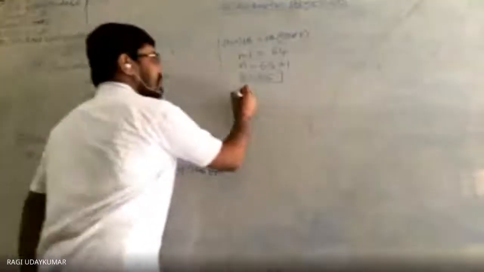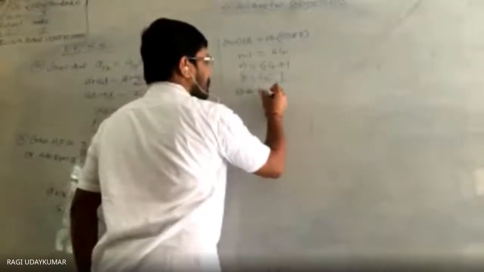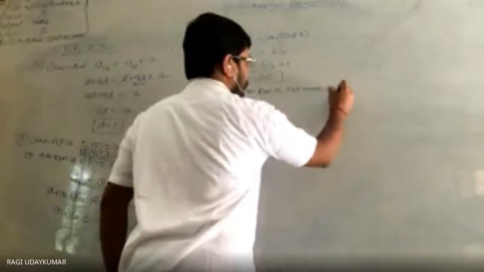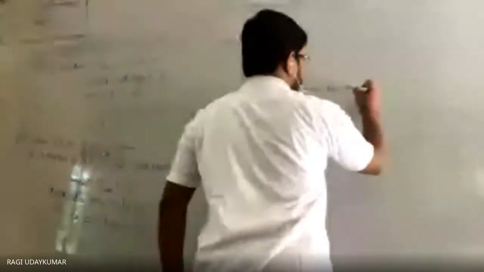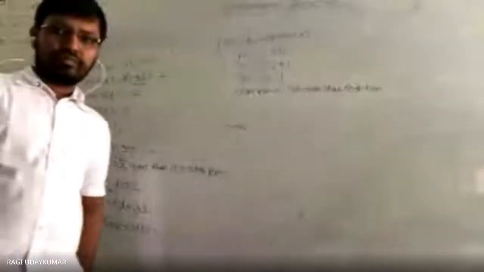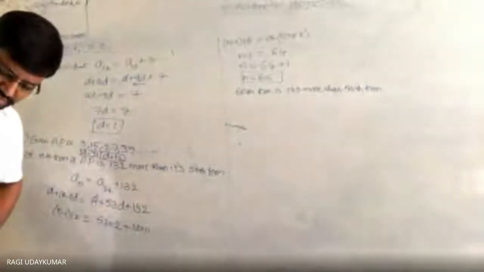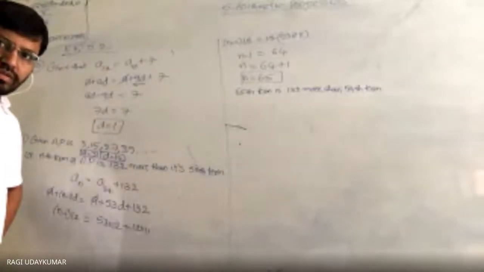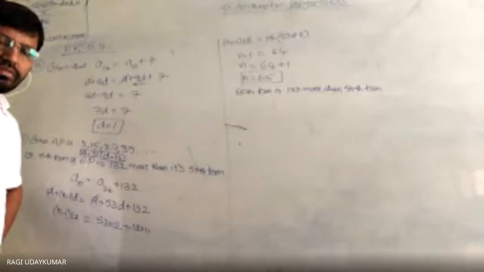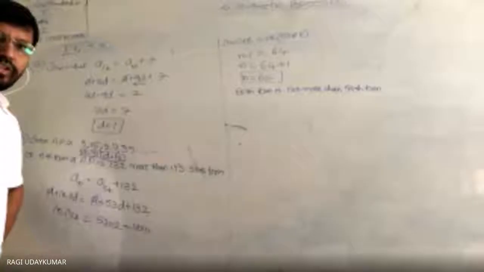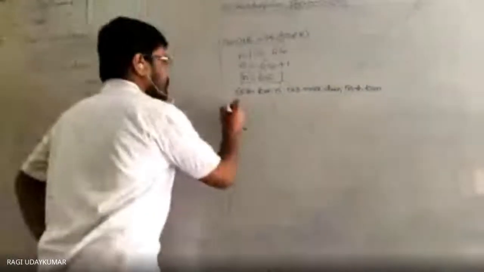So therefore, the 65th term is 132 more than the 54th term. Okay? Did you understand? Any doubt in this problem? Is it audible to you all? Yes, sir. Okay, so now let us go for the 12th problem.